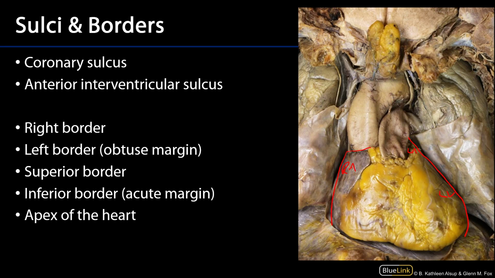There's also a superior border. The superior border is going to correspond to both the right and the left atria. There's an inferior border, also known as the acute margin, which is in association with both the right ventricle predominantly and a little bit of the left ventricle. And where this inferior border or acute margin meets the left border or obtuse margin, we have the apex of the heart. And the apex of the heart is going to point antero-left laterally. Now, when we think about the heart, if we were to go directly down the midline, recall that about 1/3 of the heart mass is going to be to the right of midline, whereas 2/3 will be to the left of the midline.